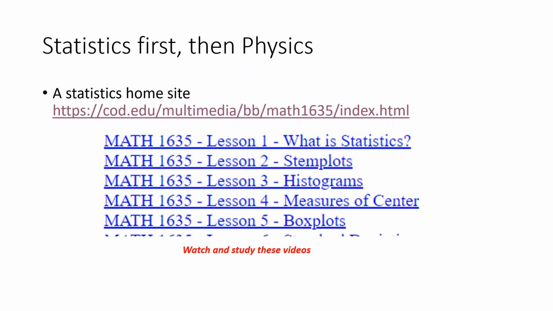There are two big parts of this course. I talked about that on an earlier video. We do statistics first, and then we'll do physics. Many of the videos I'm going to point you at come from a statistics site, and this URL right here is where you go to find that site. So you type this into your browser, and what will come up is a list of 21 videos. In this first contribution, I'm going to ask you to look at the first 5 of these videos.